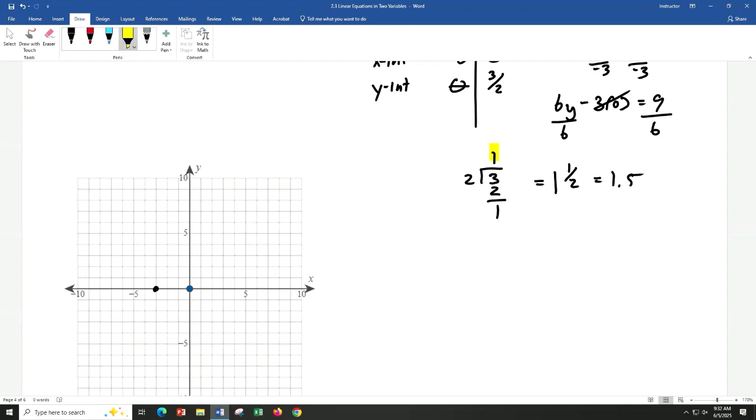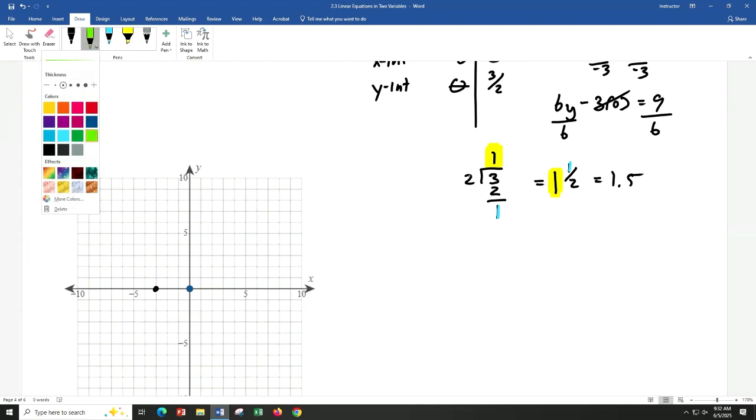This part here is your whole number. This part here, the blue, is your numerator. And this part here, okay, is your denominator. It's a good skill. But now we have it. Okay, so 1 and 1/2. So I've got (0, 1 and 1/2).